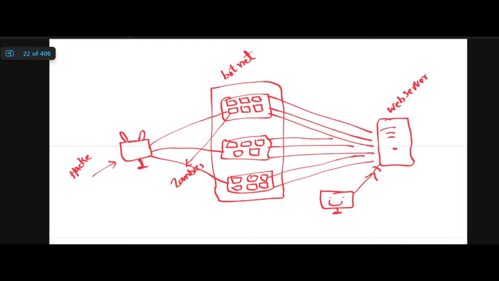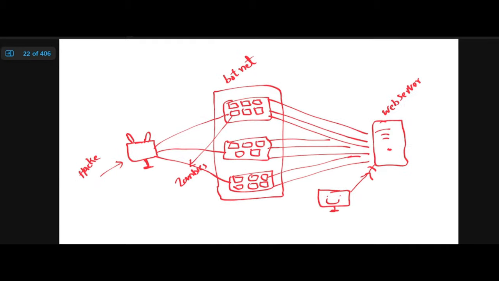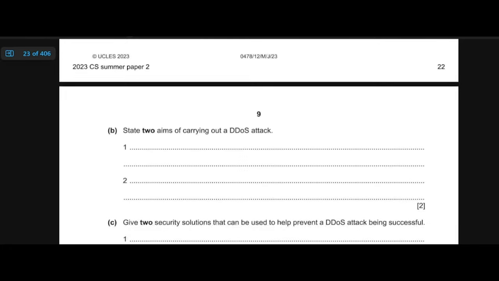This is how it works. You can see the diagram. We have the hacker, we have a botnet, and the botnet is made up of zombies, and then we have a web server here where the hacker wants to attack, and we have a legit user. The hacker gave a signal to the botnet. The botnet attacked the web server, and the legit user, this happy guy, cannot access the website. That's how the denial of service attack works. Let's move to the next question.